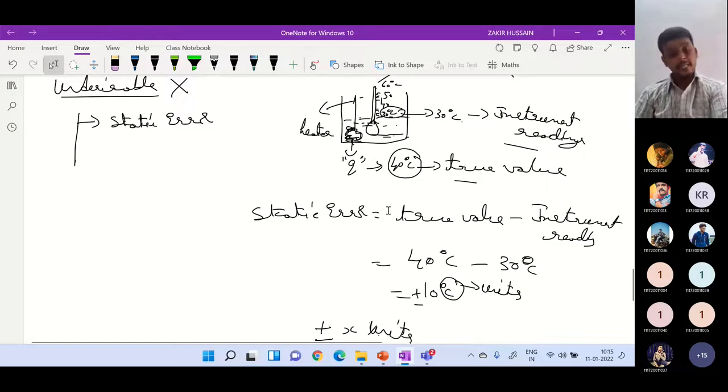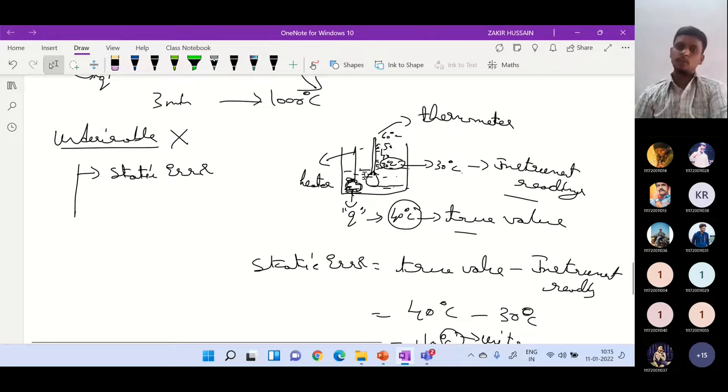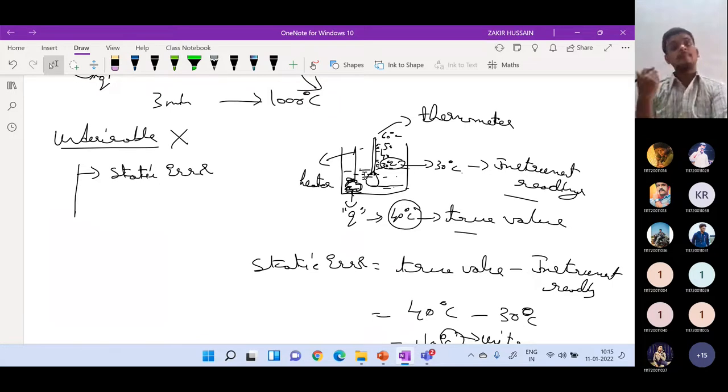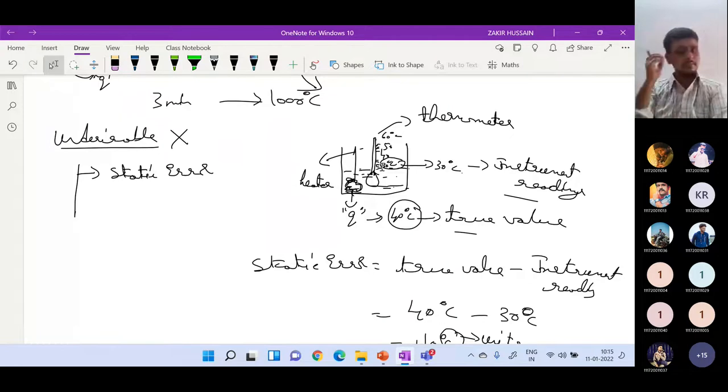So if there is a static error, what to do? This instrument we have to throw outside, or we can make some correction for this one. Yes, absolutely, we can make some correction so that its static error can be suppressed. This instrument can be used for a long period of time by making some correction. If there is static error or some errors in the instrument, we need to correct that one. Otherwise, we have to throw that one. Every instrument will have some error. If we throw them, the wastage will be piled up. So we have to correct them.